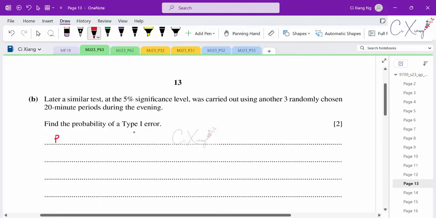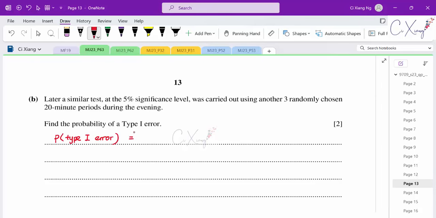To find out the type 1 error, we need to understand the definition of type 1 error first. Type 1 error is rejecting the null hypothesis when the null hypothesis is true.